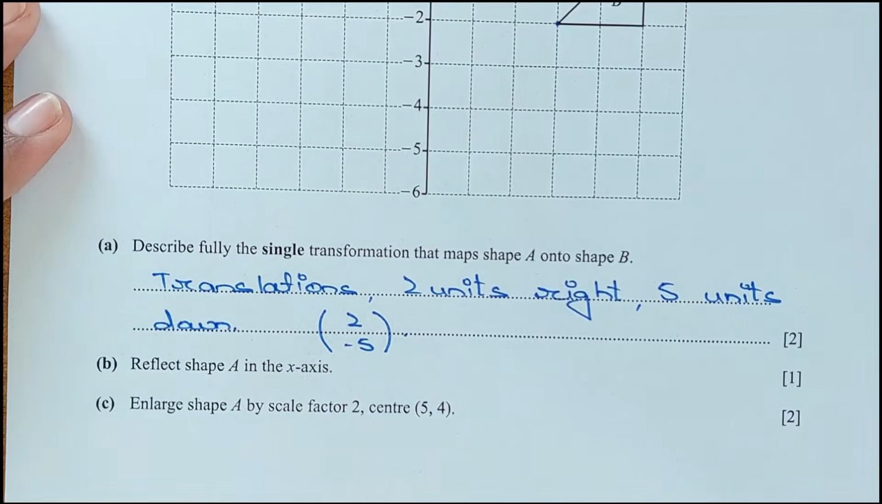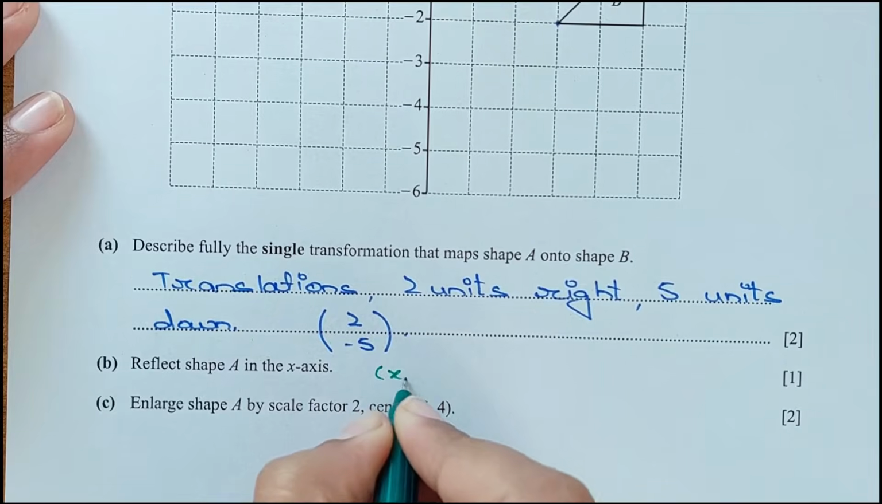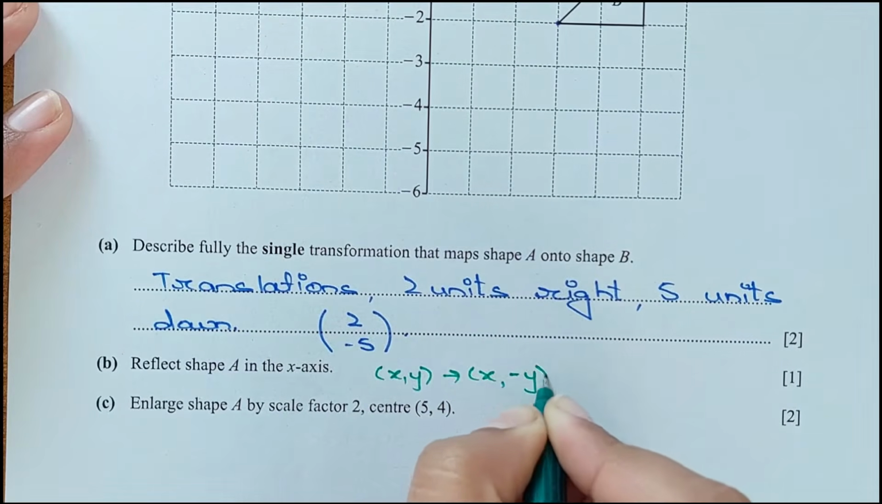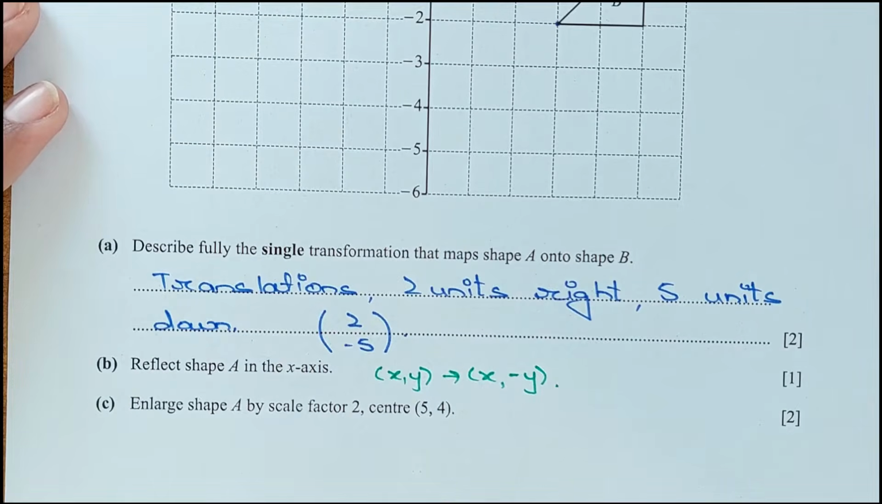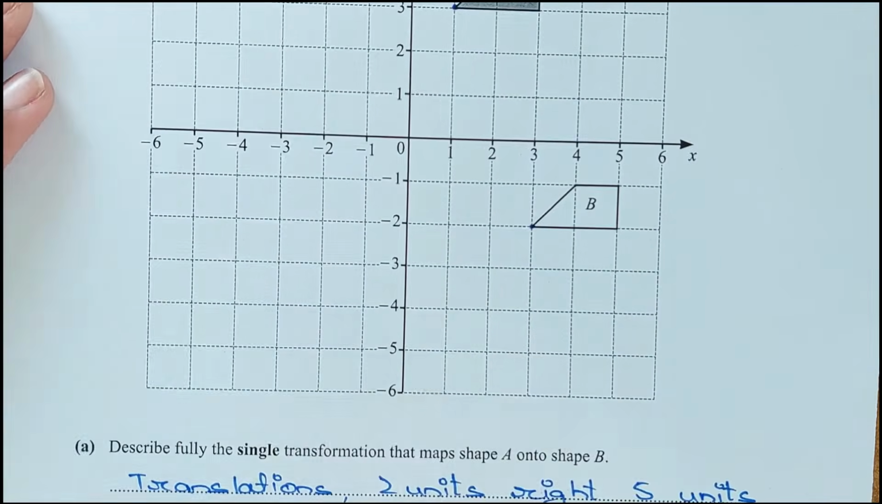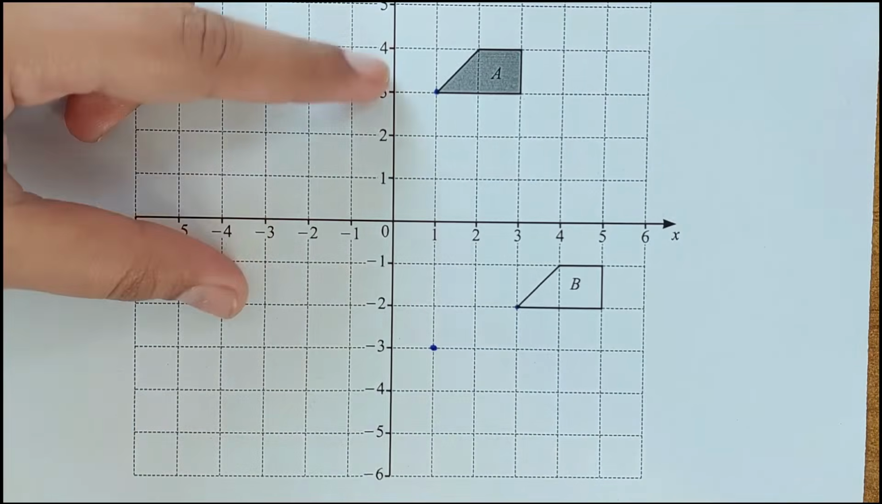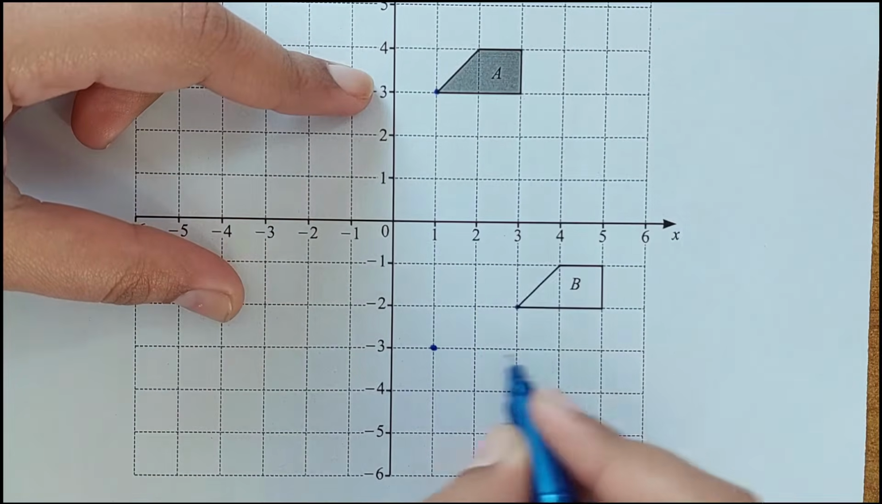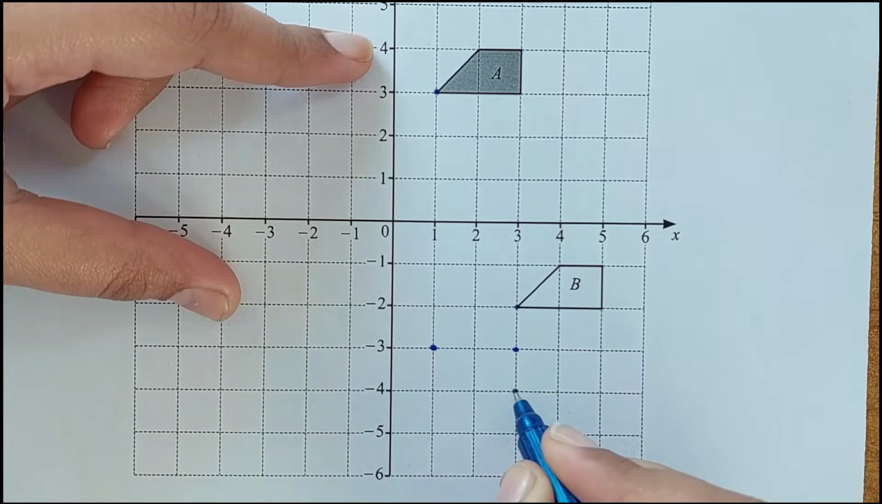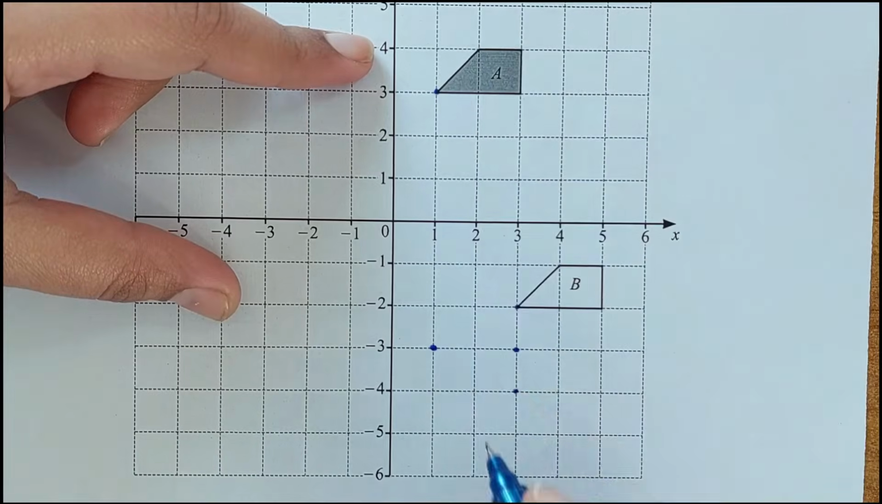Okay. So whenever we reflect a shape in the x-axis, we have to change the coordinates (x, y) to (x, minus y). Only the y coordinates, we have to switch the signs, and x stays the same. Okay, so let's do this. So this point is 1, 3. So here we have 1, minus 3. We have to reflect A, right? Okay, so this point is 3, 3. So 3, minus 3. This point is 3, 4. So 3, minus 4. And this point is 2, 4. So 2, minus 4.